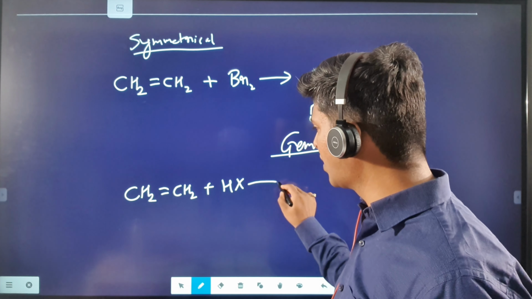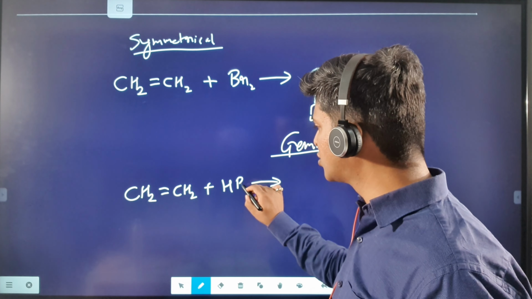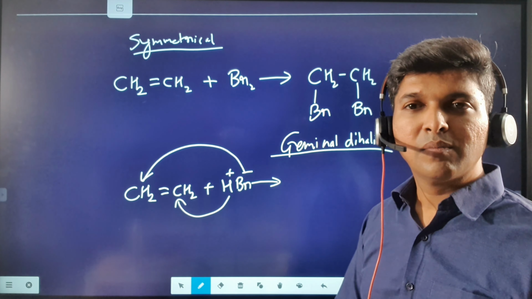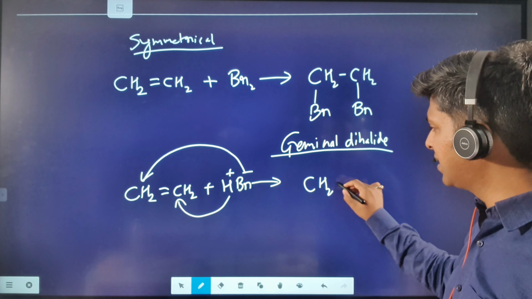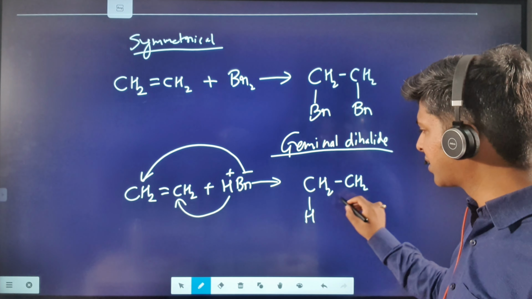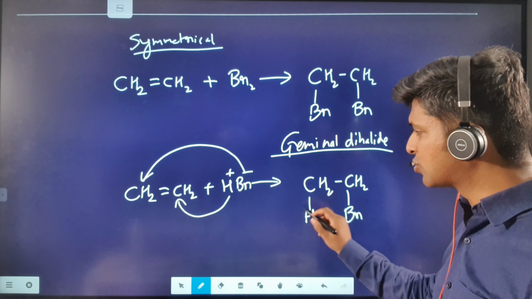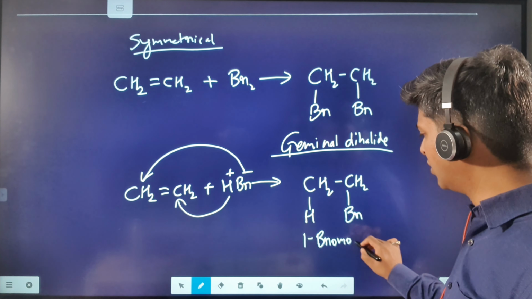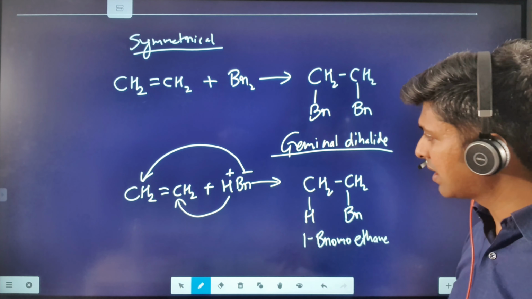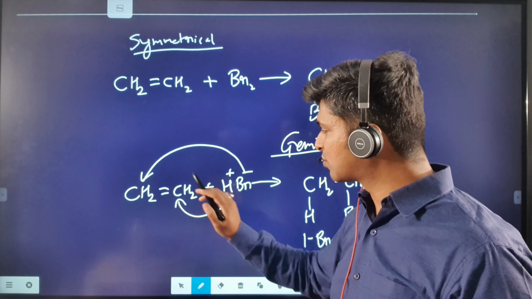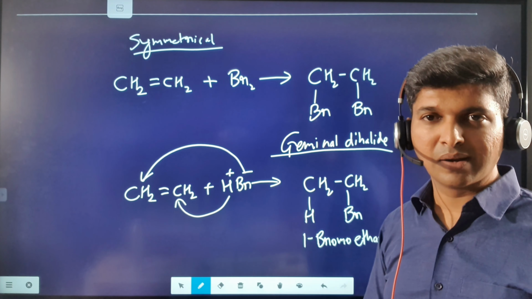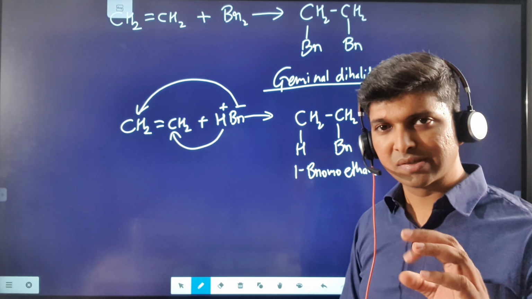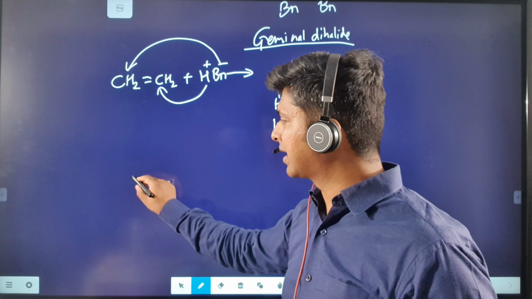Here, if you want a monohaloalkane, you can use HX or you can use HBr. So H+ and Br-. To any carbon we can attach the positive and negative part, because it's a symmetrical alkene, it does not really matter where you are attaching the positive part, that is hydrogen, and the negative part, that is Br. In both the cases you are going to get bromoethane. Even if you do vice versa, if you attach hydrogen over here, attach bromine over here, still the product is going to be bromoethane. Okay, so wherever you attach, it does not matter for symmetrical alkenes, but for asymmetrical alkenes it does matter.